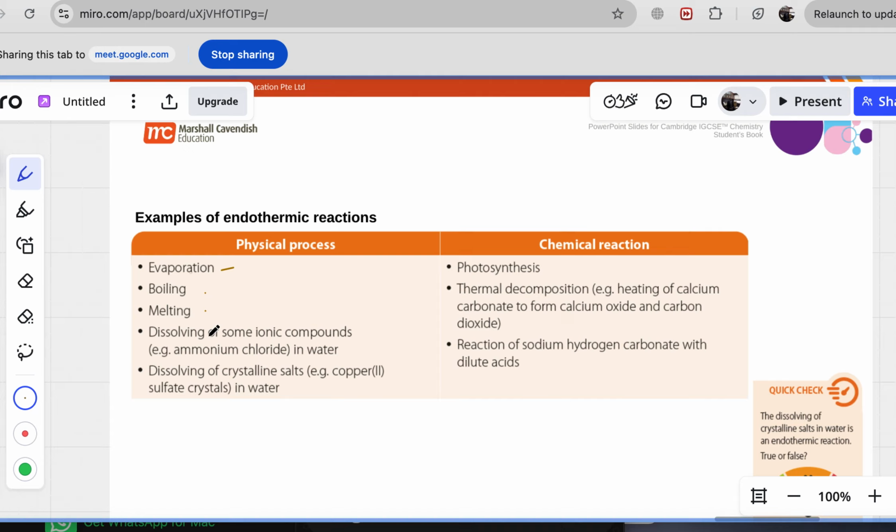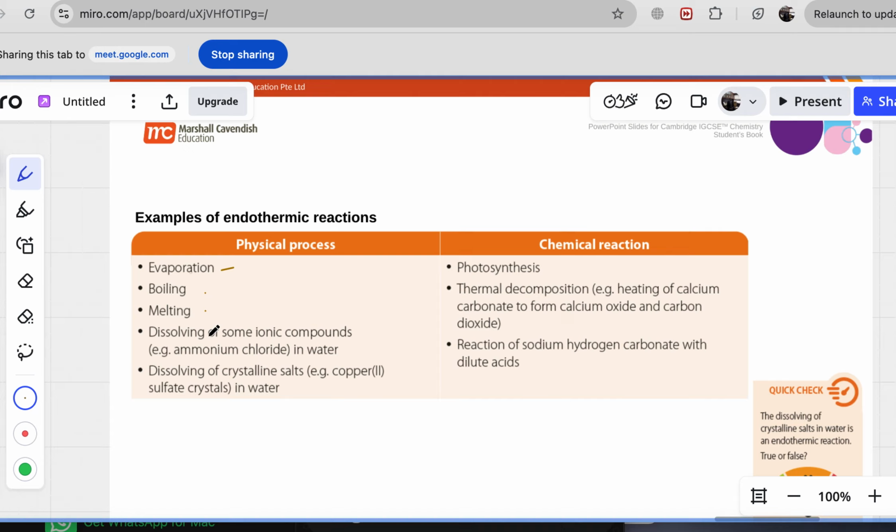So when the decomposition occurs, it's called an endothermic reaction because the enthalpy change is positive. Now let's quickly go to the next section, 8.2, the reaction pathway. Energy changes. Remember, we said they are subdivided into 2: exothermic reaction and endothermic reaction.